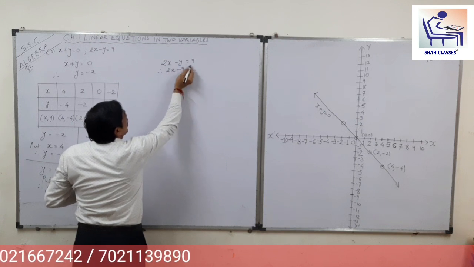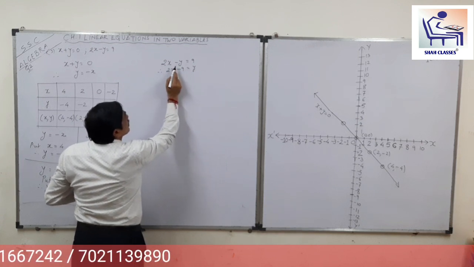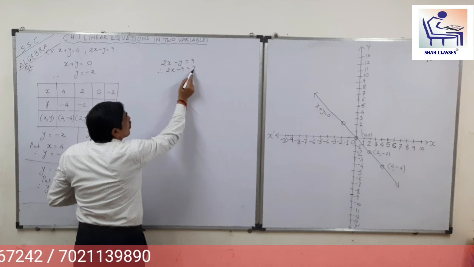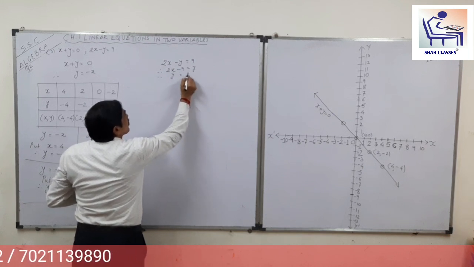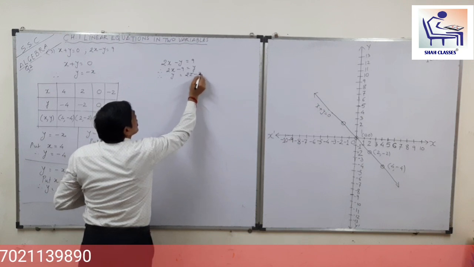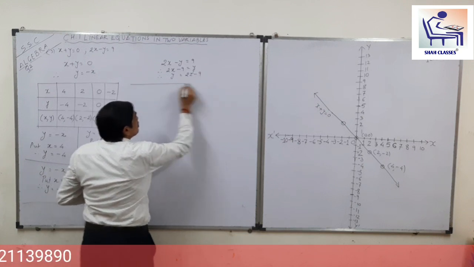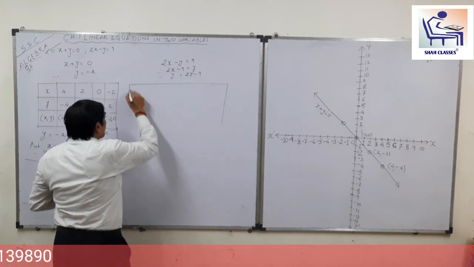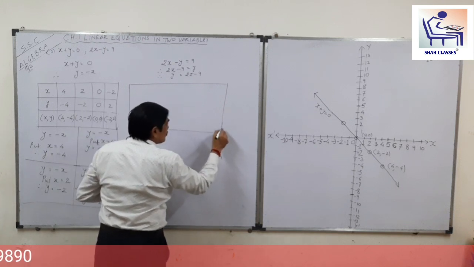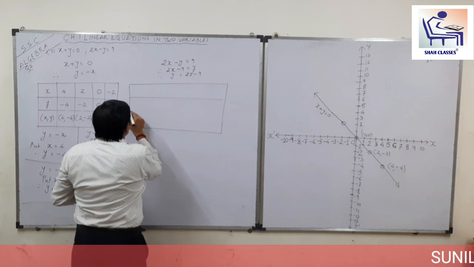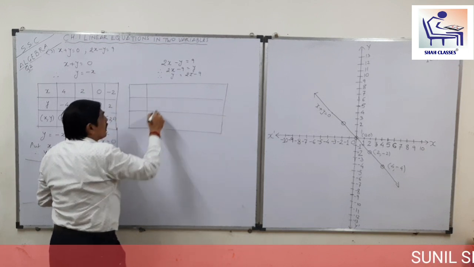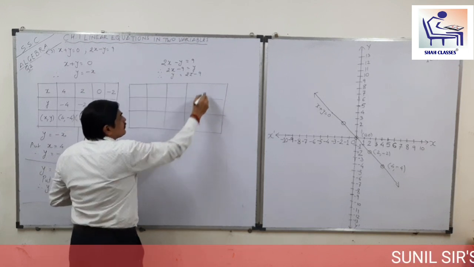So 2x minus 9 is equal to y. This is minus y, so I am transferring it to the other side to get the positive y. Now y is equal to 2x minus 9. Please draw the table to get the value of y after assuming the value of x.